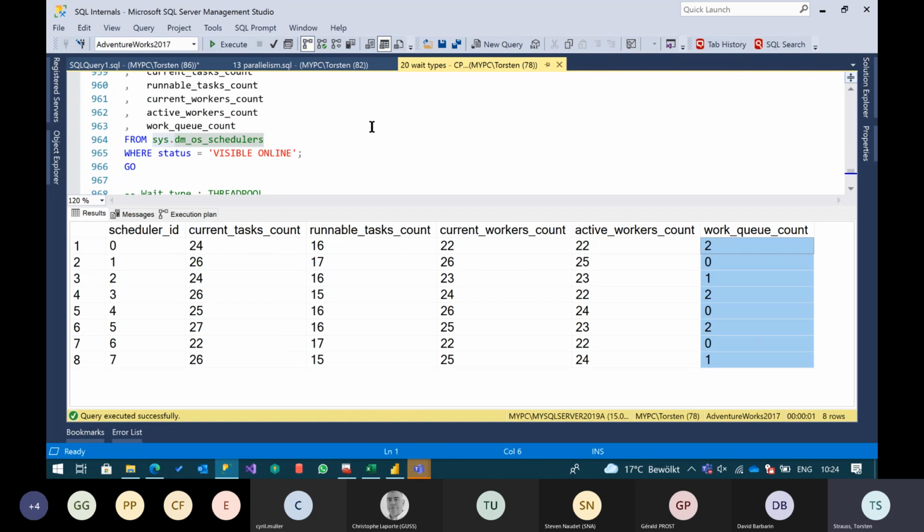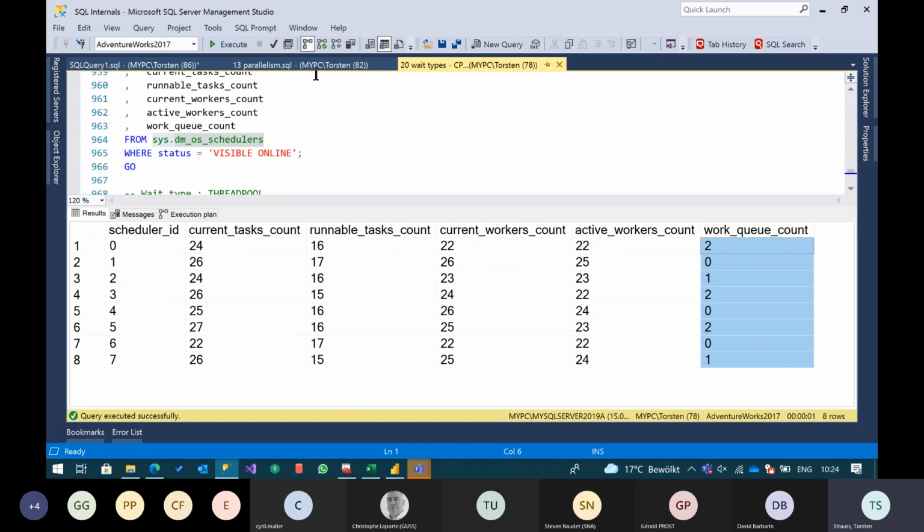And the thread is not available because there is only a limited number of threads available in every system, right? So therefore, this task has to wait for the thread. And this is a queue. And the queue will definitely increase over time. The more queries you're running in parallel, the longer it takes for the last query to be executed. And this is something which is called thread pool starvation.